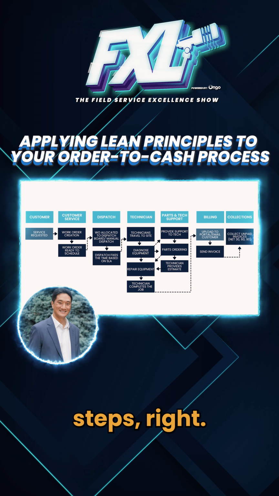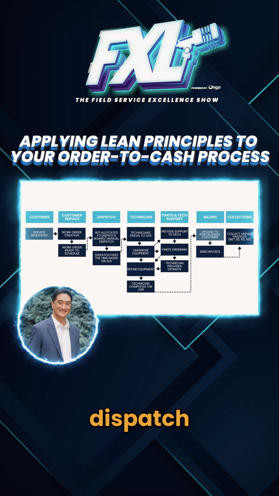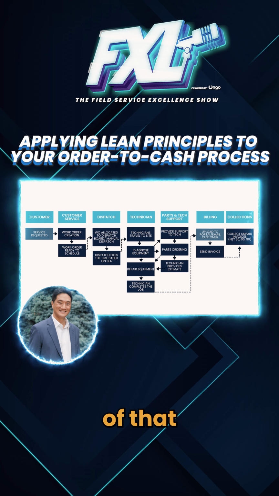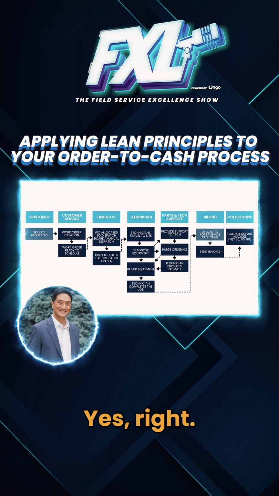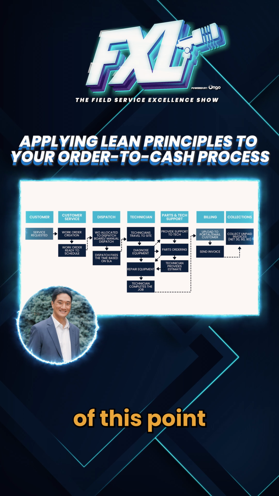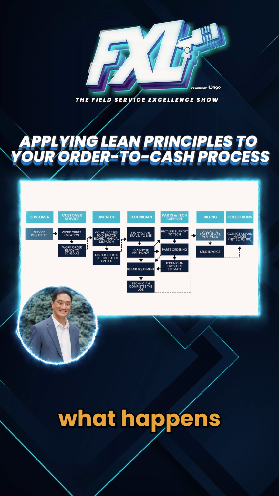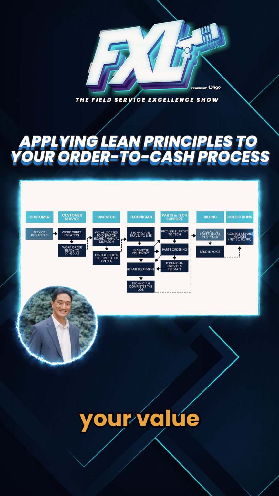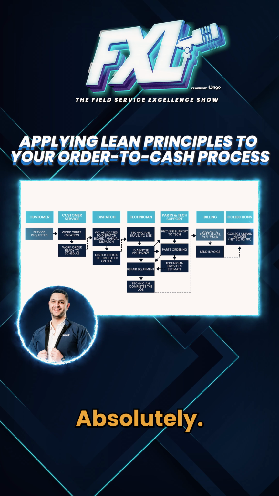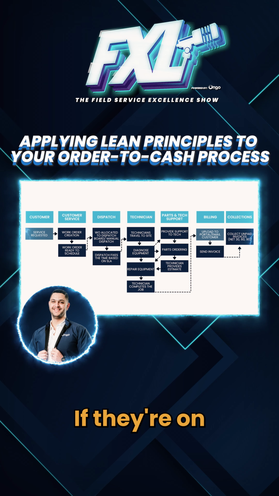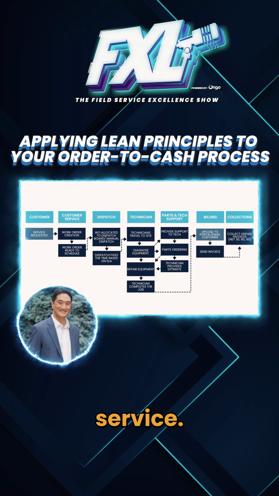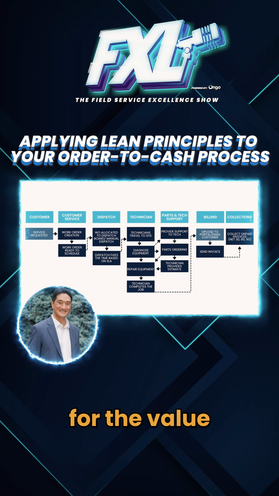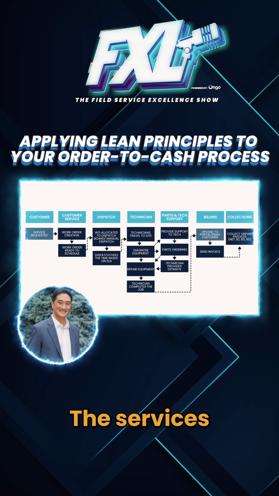So then you got the other steps, right? And you can start to apply the same thing: dispatch, technician, parts, and tech support, having the parts there at the right time. How much does that impact the schedule? That's huge, right? And then love this point that you have billing and collections there, because what happens if the customer didn't pay their last two bills? How does that impact the value stream? Absolutely. Yes. If they're on hold, they're not going to get service. Yeah. It's like they should be willing, they should be happy to pay for the value that our business is providing, the services that we're providing, right?